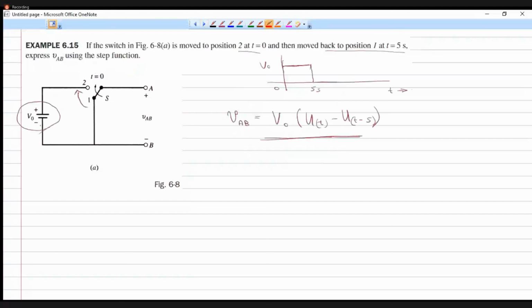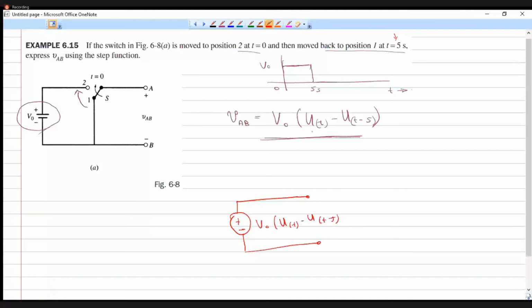Another example: the switch is thrown to position 2 at t equal to 0, and the switch is thrown back to position 1 at t equal to 5 seconds. So how can we model this? Now we can model such a circuit again with a constant voltage source, such that the voltage is v equal to v naught into u of t minus u of t minus 5. So this is represented like this.